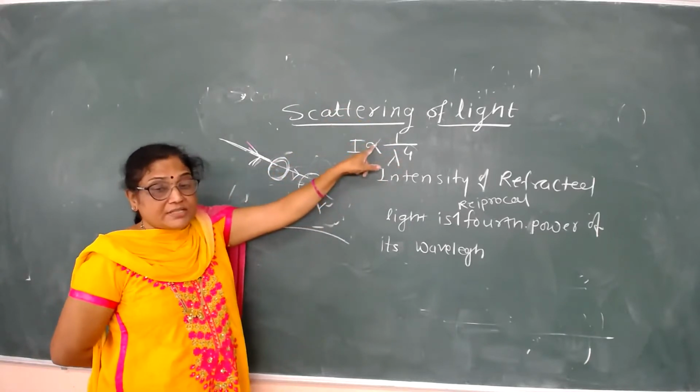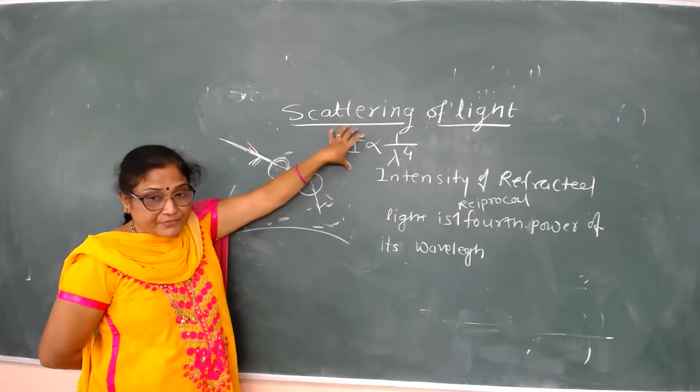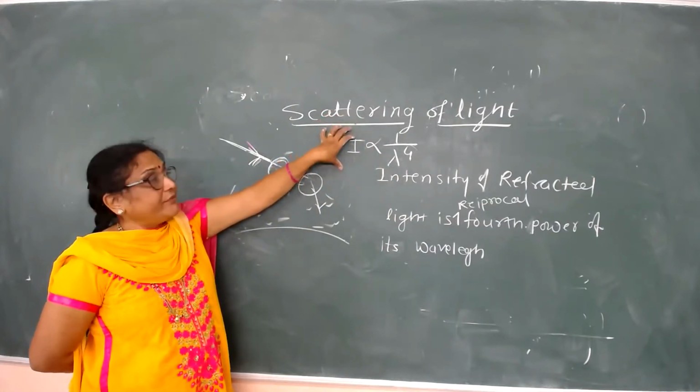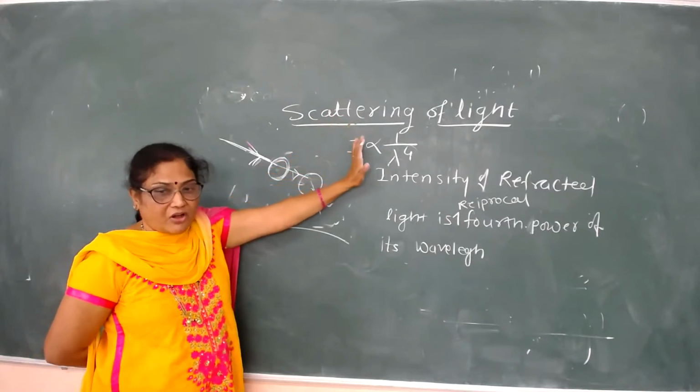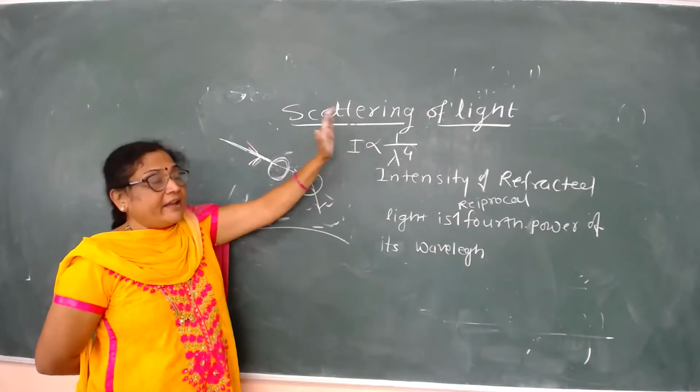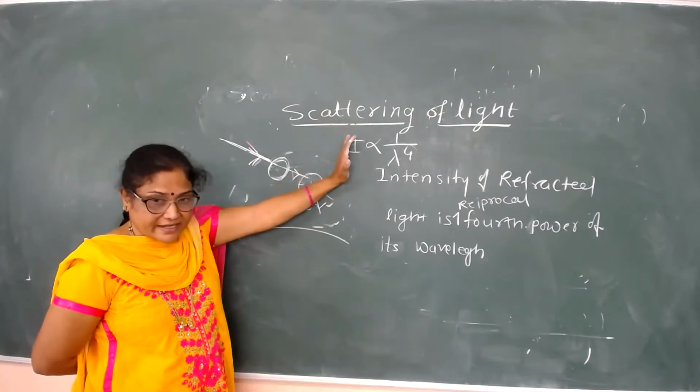So there are two laws. Some scattering obeys the Rayleigh law and some scattering does not obey it. Those are coherent scattering and incoherent scattering.